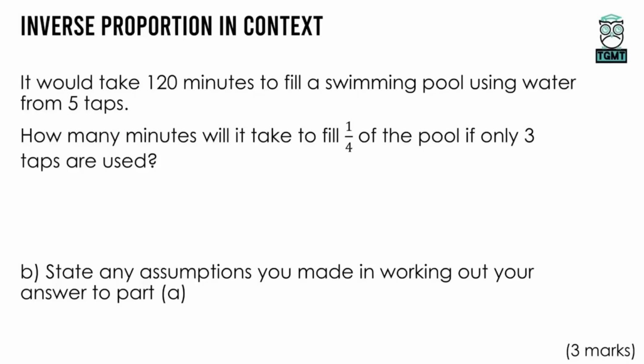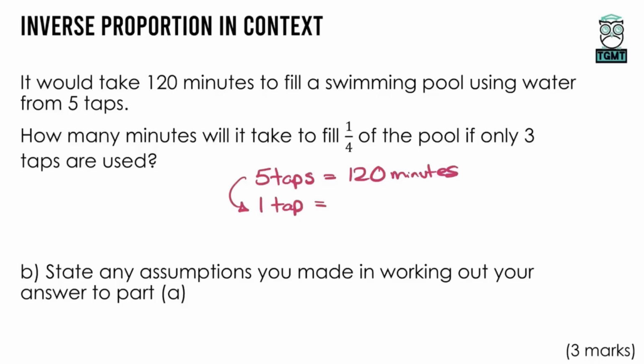Now, inverse proportion in context is always one that just throws people a little bit, because it is, as the title says, the inverse, and that's the opposite of what we're used to. So here it says it would take 120 minutes to fill a swimming pool using water from 5 taps. How many minutes will it take to fill a quarter of the pool if only 3 taps are used? Now, the first thing that we need to think about is that 5 taps, it says, is equal to 120 minutes. Now, with all proportion, we tend to have to think about, well, how long would 1 tap take? Now, in this scenario, with normal proportion, you would divide by 5.